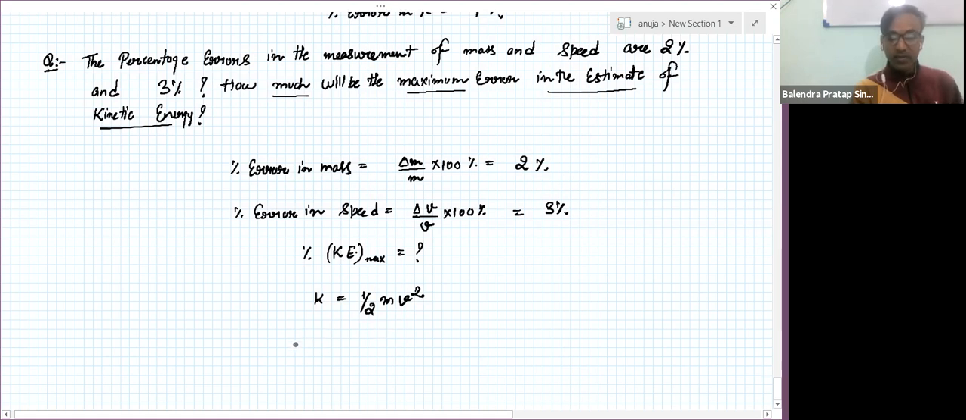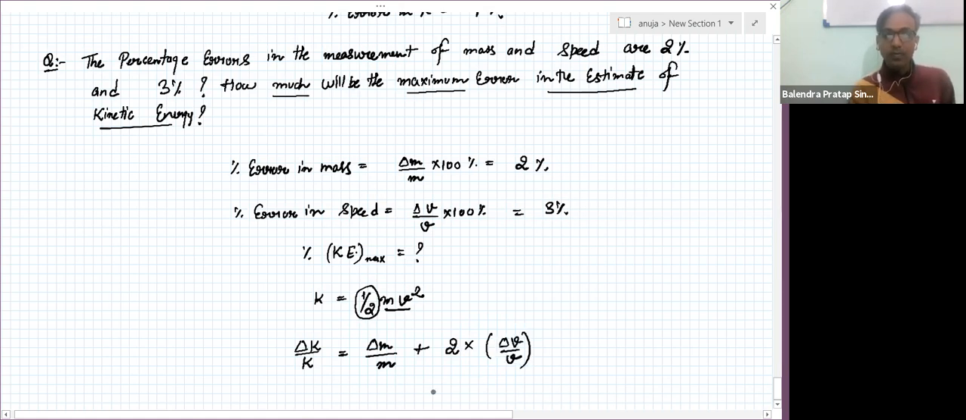In this case, first the relative error, delta K upon K, is equal to... you have to neglect this half term. There is no use of a constant term in error analysis. So just leave this half term. Now start with mv square, from m, that is delta m divided by m, plus here for v square, the power 2 comes in as a multiplication term: 2 into delta v upon v. Is it clear to you?